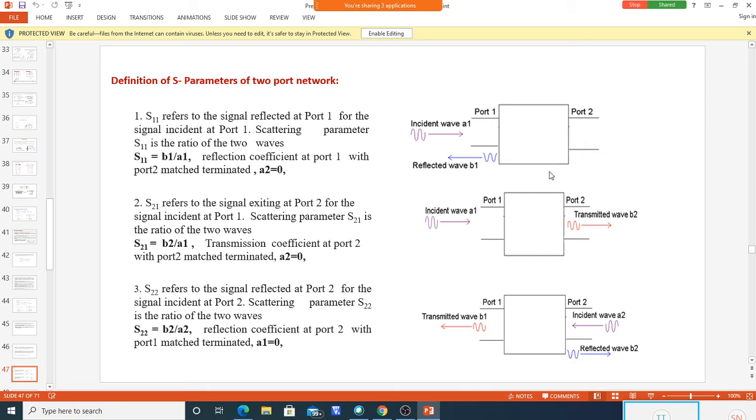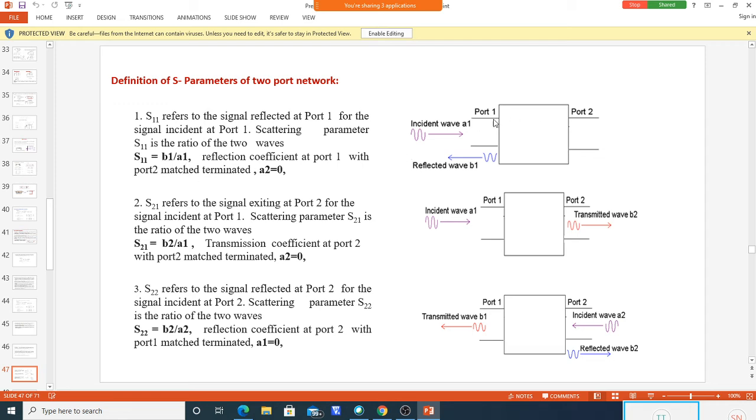Definition of S parameters: a two-port network has four parameters S11, S12, S21, and S22. S11 is the ratio of B, the outgoing wave, to A, the incident wave. The signal is incident at port 1 and also leaving at port 1. Leaving at port 1 is B1 and incident at port 1 is A1. Always incident is in the denominator, outgoing is in the numerator. So S11 is the ratio B1 by A1.